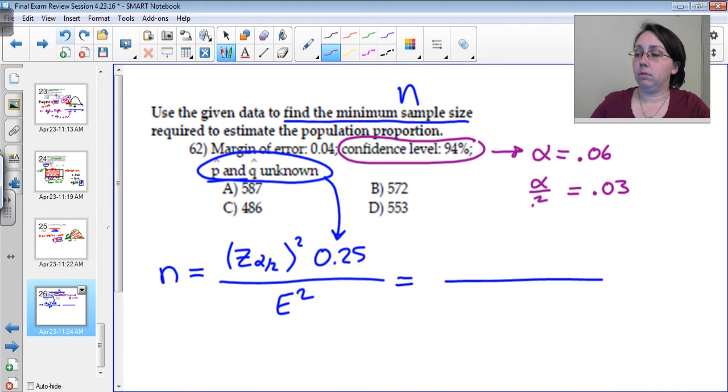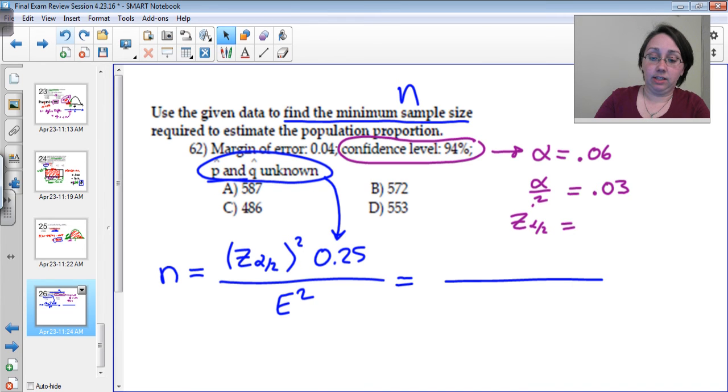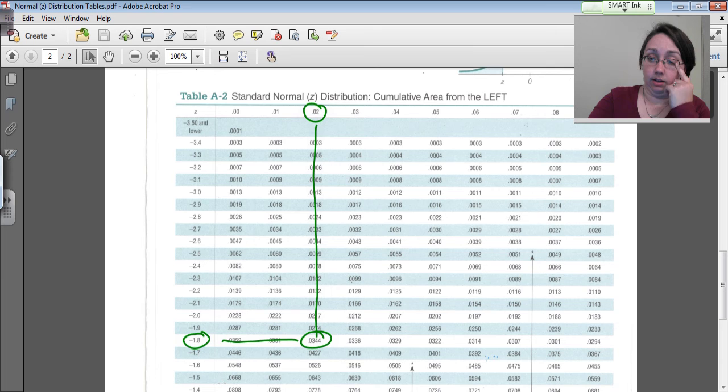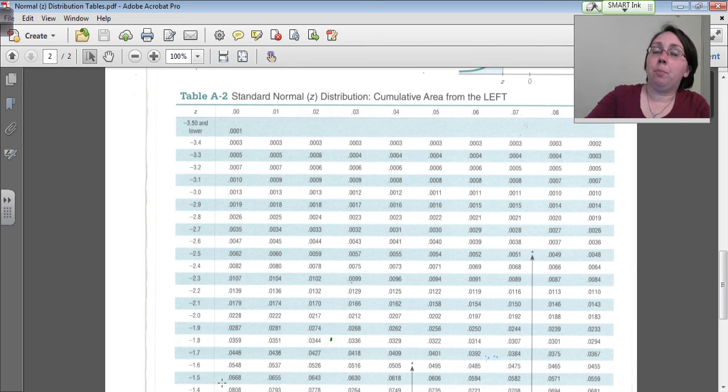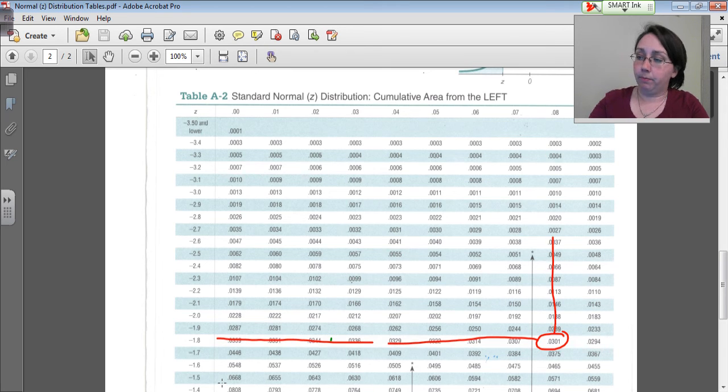Look that up in your Z table. Look up 0.03 in the middle of your z table. If you look 0.03 up on your table, you're going to be on the negative side. But the notation z alpha always gives a positive answer. So even if you look it up on the negative side, that's okay. You're just going to change it to a positive for z alpha. So I got negative 1.88 is the closest I could get to 0.03. Are we good with that? Any questions?